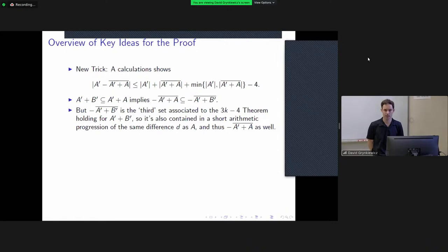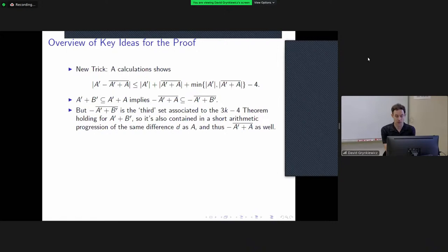Inside the 3k minus 4 theorem for that integer sum set, A prime plus B prime, that's something that's isomorphic to the integers. That third set is available in the integers. It's the sort of missing one, which, if we took its complement, contains a long length arithmetic progression. So when we take its complement, this third set is also well contained inside an arithmetic progression. It's contained inside a short arithmetic progression.